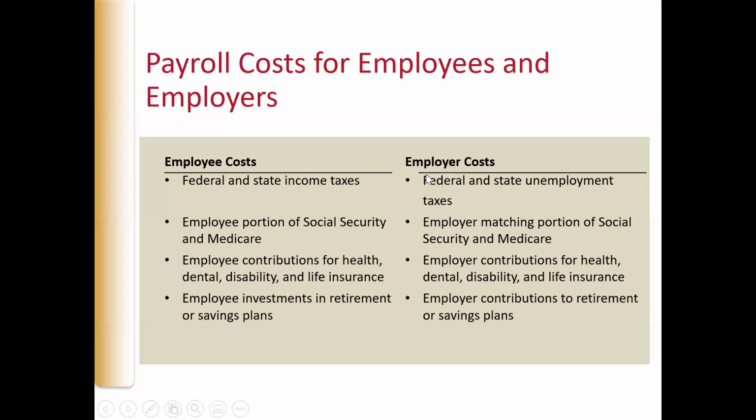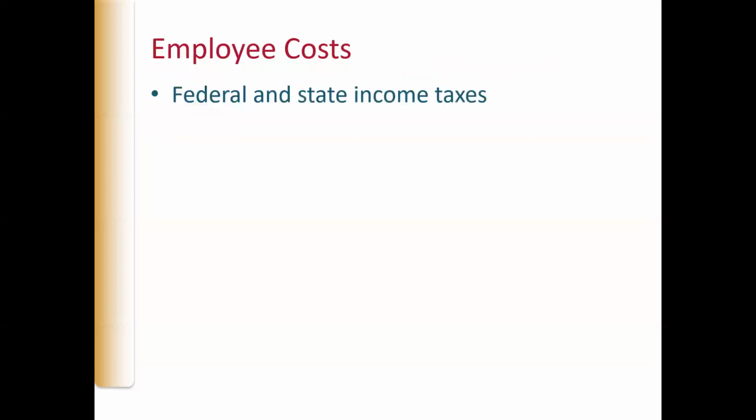Now, the employer is required to pay what's called federal unemployment, FUTA, or state unemployment, which is called SUTA. Also, the employer must match the amount of Social Security and Medicare that is coming out of the employee's checks. The employer also has to match that amount. And then any shares that the employer pays for benefits come out of the employer costs and retirement.